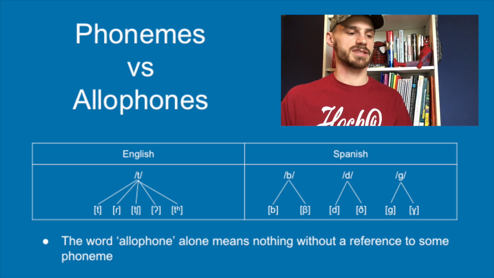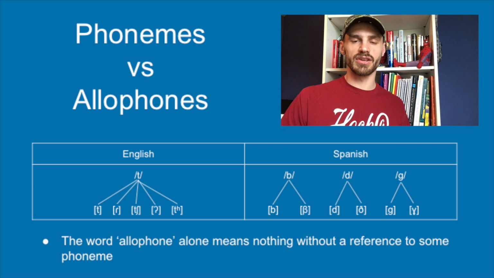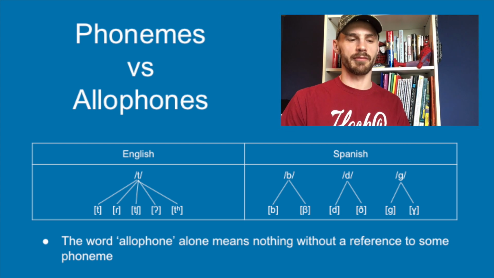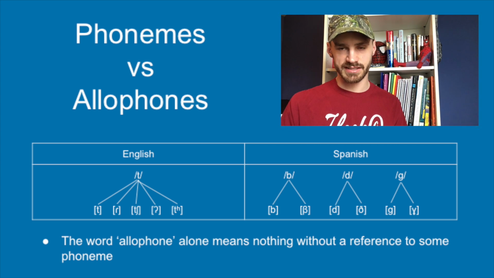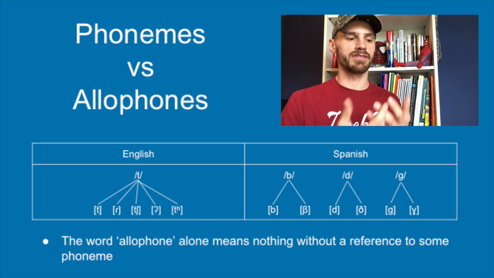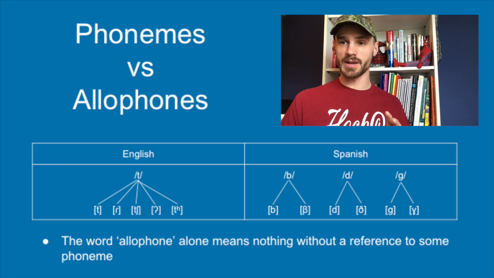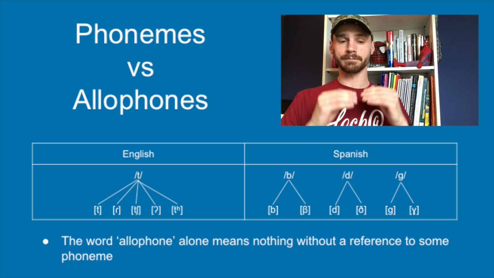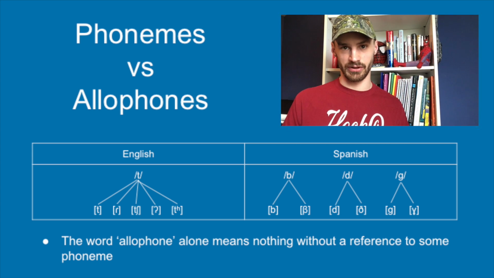I want to point out that the word allophone can only be used in reference to some phoneme, okay? So T is not just an allophone by itself. It's an allophone of the phoneme D. I also want to point out that these relationships between allophone and phoneme only exist within the context of a given language. Goes back to what I was saying at the very beginning of the video.